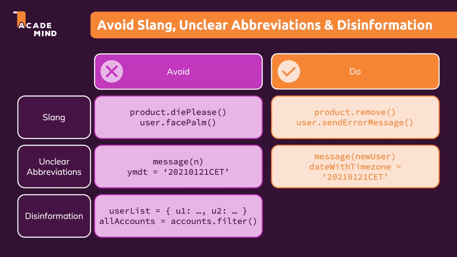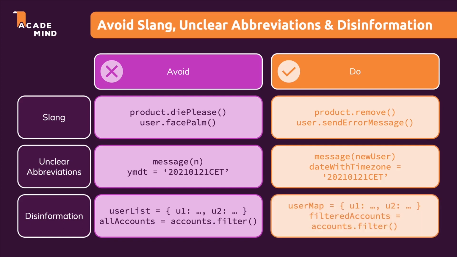At least it's misleading. So better names would be user map, or just user if we store some object or map in that variable instead of a list. And filtered accounts makes more sense than accounts filter. Of course, depending on the application we're writing, we might also be able to replace filtered accounts with a better name. Maybe it's just the user accounts who have a paid plan. Then we could name it paid accounts, making it clear what we're filtering for. But it's all better than all accounts for sure.